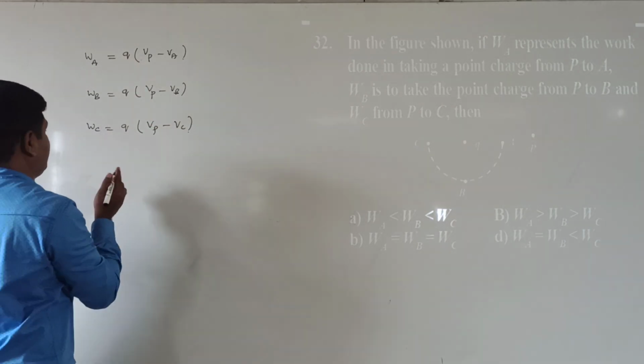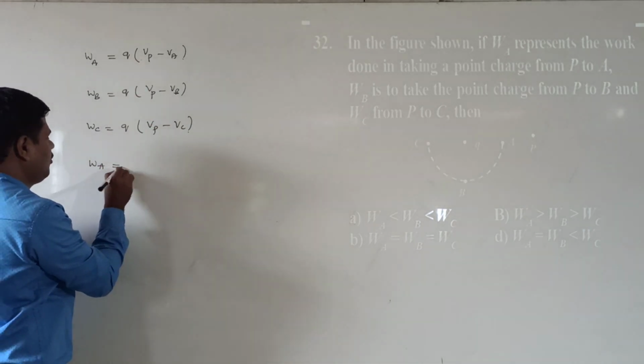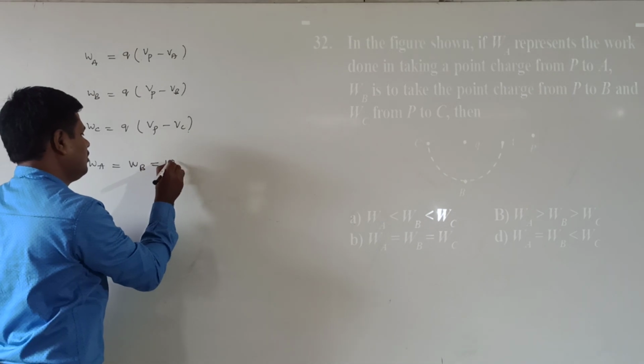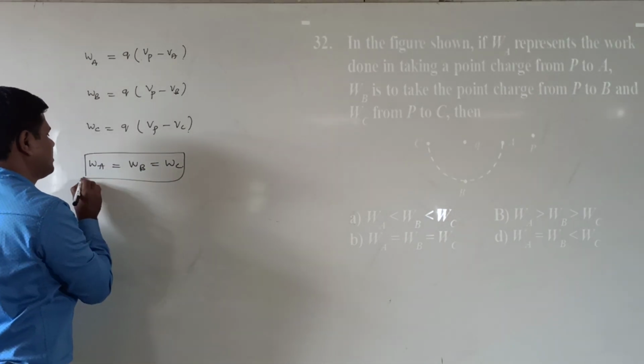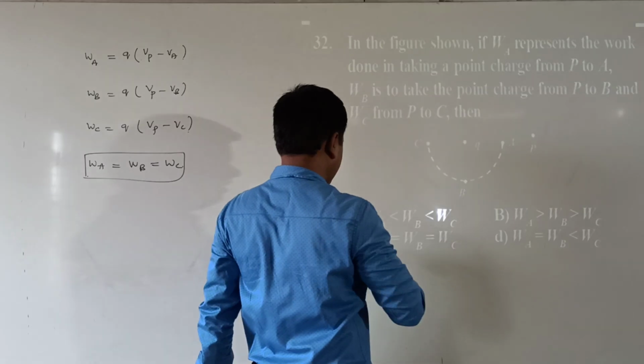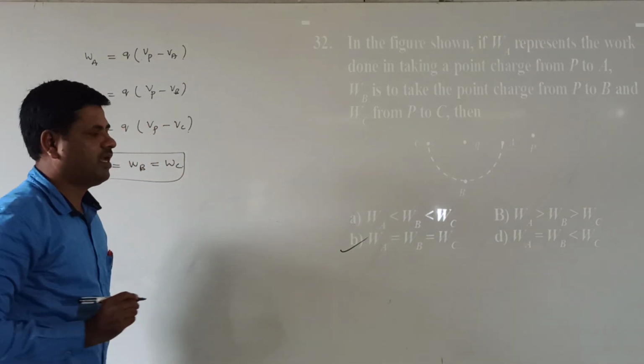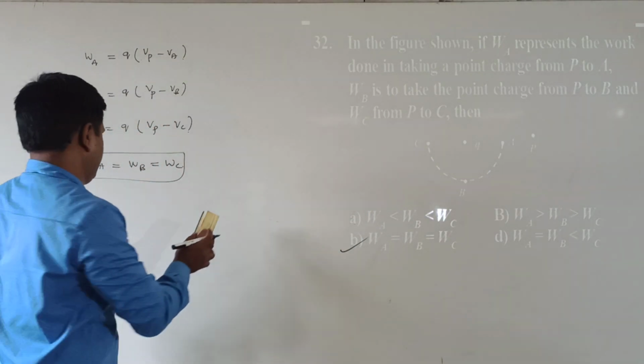Means the Q charge is also the same. So what are we getting here? WA is equal to WB is equal to WC. Means the work done is also the same. So which option is correct here? B option is correct. WA is equal to WB is equal to WC.